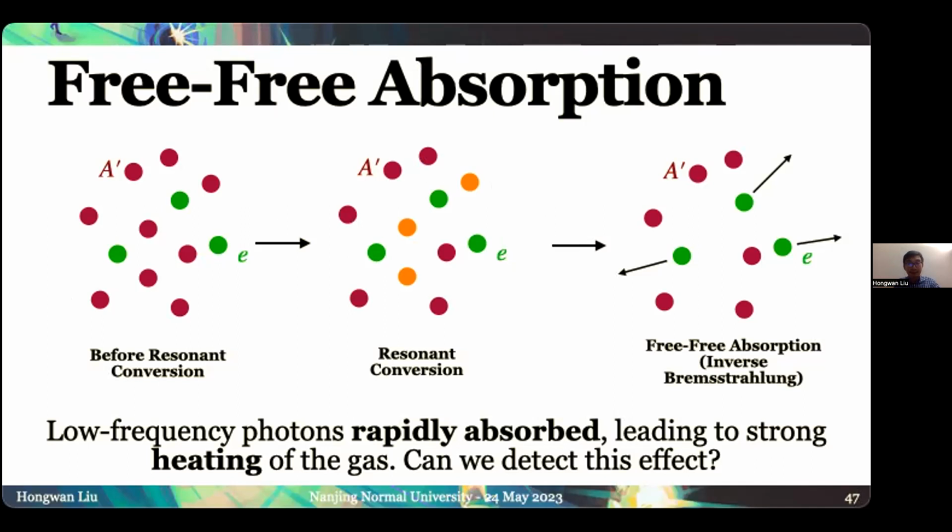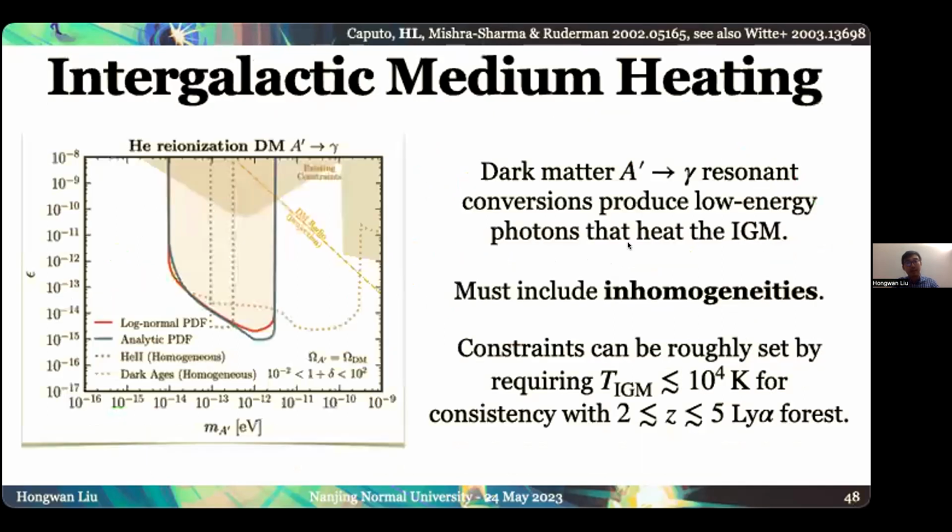And so can we detect this effect? Can we detect the heating that comes from this absorption? And the answer is yes. What happens is, you're going to heat the intergalactic medium, and you're going to raise the temperature of the gas. We know roughly from Lyman-alpha forest data, between a redshift of 2 and 5, that the intergalactic medium has a temperature that does not exceed 10^4 Kelvin. And so if you have this absorption of photons that heats the gas past 10^4 Kelvin in your model, then you can set some constraints based on the Lyman-alpha forest data.